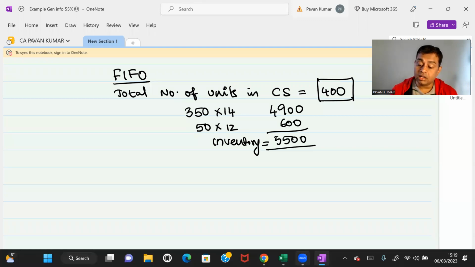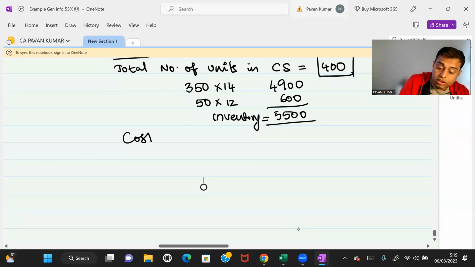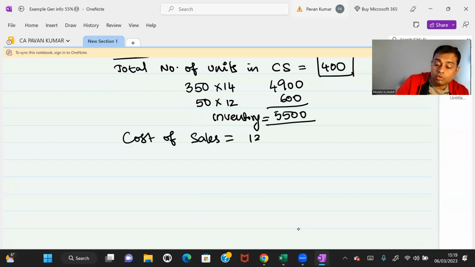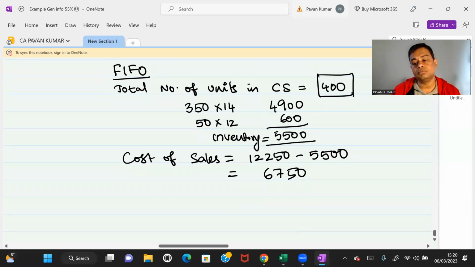Inventory is 5,500. What is the total cost? 12,250. So cost of sales is equal to 12,250 minus 5,500. Can you tell me how much this is? Is it 6,750? This is if you are using the FIFO method.